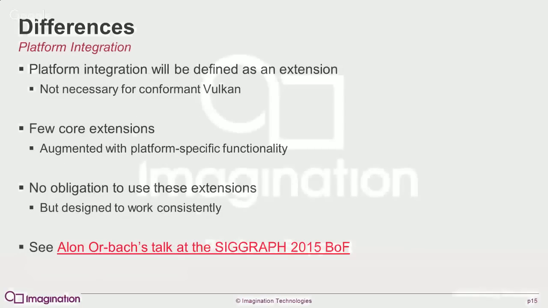And the final thing that's worth noting is platform integration. Now, really, this is sort of consistency as well. The reason I'm highlighting it here is because I just want to highlight how we've taken a different approach to what we did with EGL for OpenGL and GLX and WGL before it. So platform integration is going to be defined as an extension. It's not necessary for a Vulkan implementation, so effectively you can run Vulkan headless and just run with framebuffer objects instead of actually having a window to present stuff to.